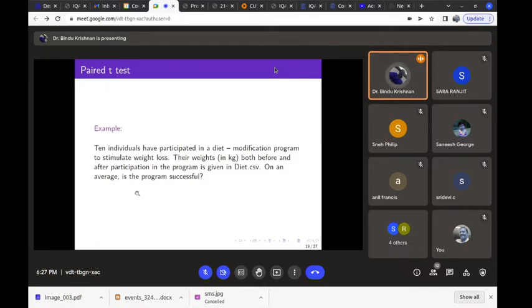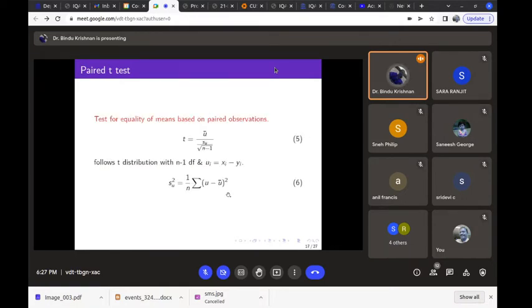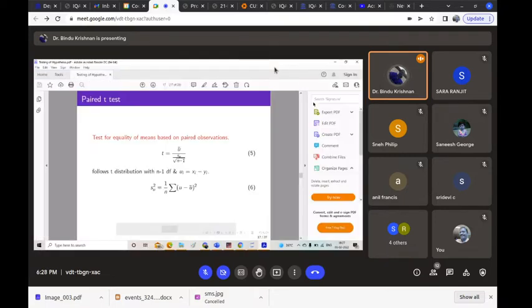So is the program successful? How do we set up the hypothesis? What will be the hypothesis here? Always we assume no difference. So here also we assume the null hypothesis as there is no difference, which means that before and after are the same. So we will set up the hypothesis like that, there is no difference. Let me show that.